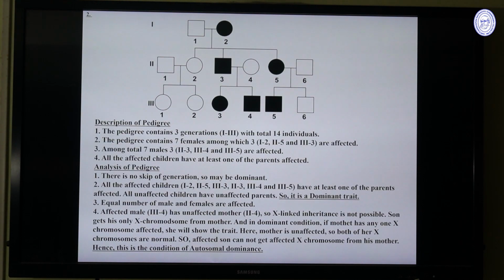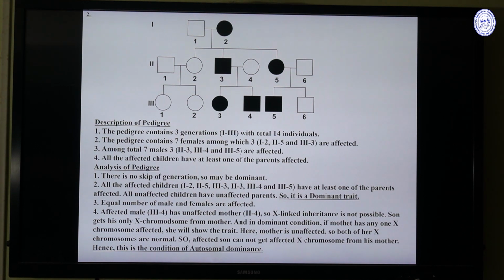Now, coming to a second condition, here this pedigree again contains 3 generations, a total of 14 individuals, but the pedigree contains 7 females, among which 3, that is 1, 2, 2, 5 and 3, 3 are affected. These are female individuals. Among the total 7 male individuals, 3, that is 2, 3, 3, 4 and 3, 5 are affected. All the affected children have at least one of their parents affected.